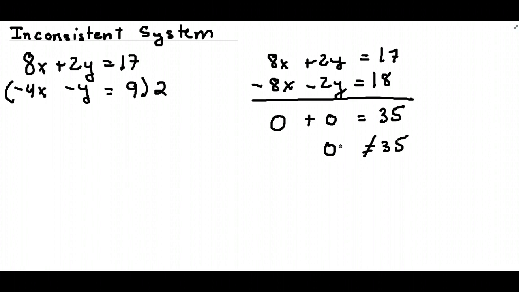So that means that this system of equations is inconsistent, that there is no intersection, there is no solution to this problem. So this is an inconsistent system, or a no solution.